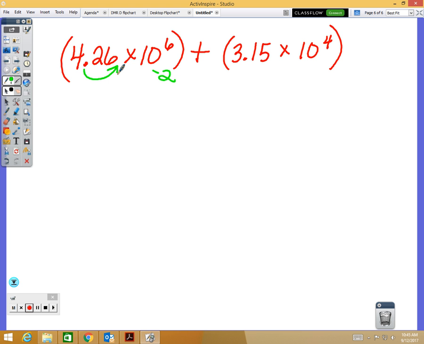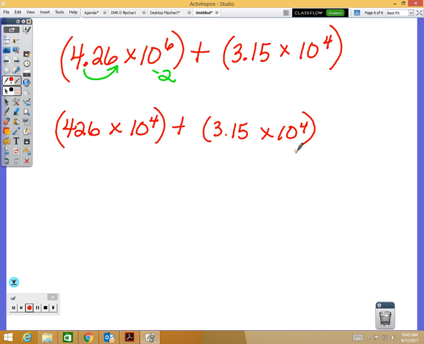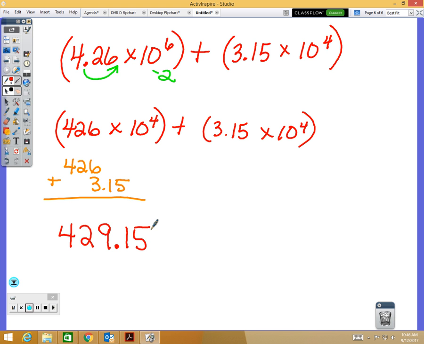Now, in the other problems that we've done when we've moved it, we've just added zeros in there. We don't need to do that this time. This 4.26 is going to become a 426 times 10 to the 4th. I don't do any adjusting over here at all. So now when I add, and hopefully everyone in here can do this mentally, 426 plus 3.15, you're really just adding that 6 and the 3 to get what? 429.15, correct? Times 10 to the 4th.